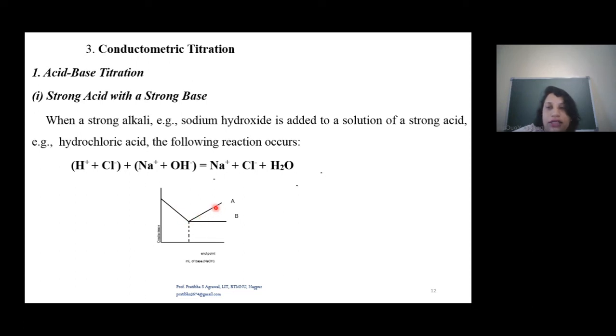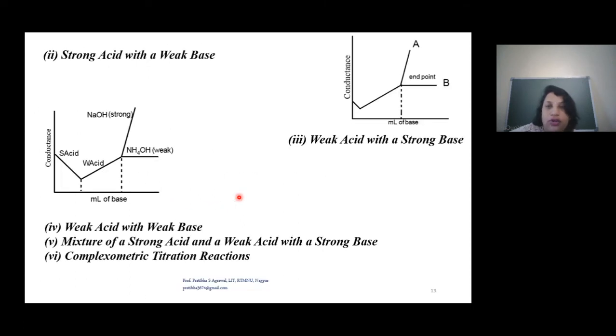So this is for strong acid and strong base. This we can implement for any combination. Suppose there is a strong acid and weak base, we will always remember strong acid always gives a steep line, and a weak base gives a gentle slope. The slope will give the idea about the strength. Like this, strong base this, weak base this, strong acid this, weak acid this.